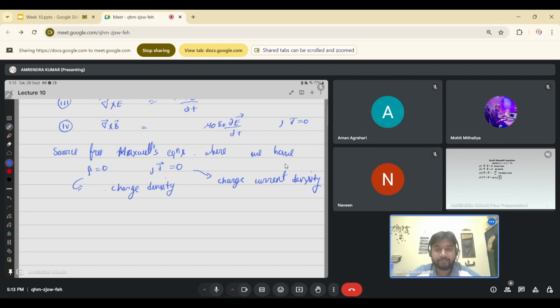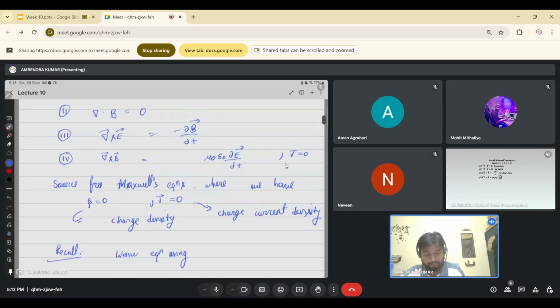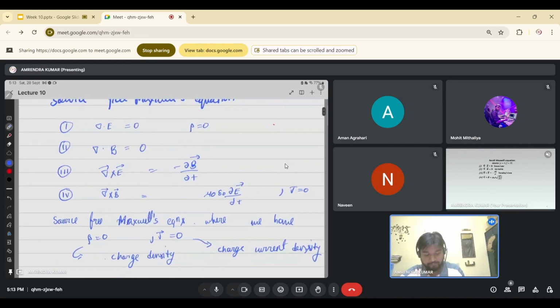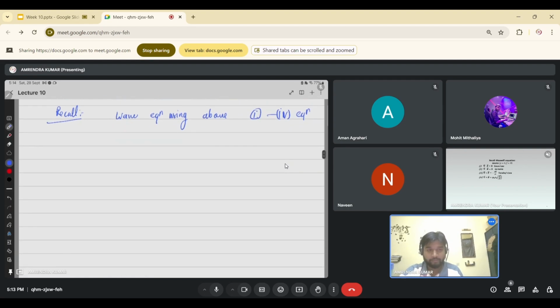Now using this, we have derived, recall, this wave equation using the above four equations. So these are the four equations that we have used. Now I'm going to quickly show you how you can do that.